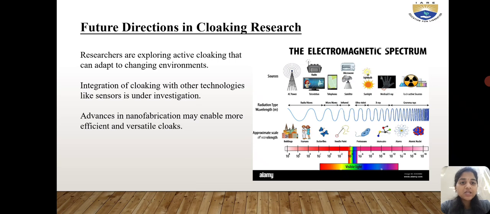Future directions in cloaking research. Researchers are exploring active cloaking that can adapt to changing environments. Integration of cloaking with other technologies like sensors is under investigation. Advances in nanofabrication may enable more efficient and versatile cloaks.